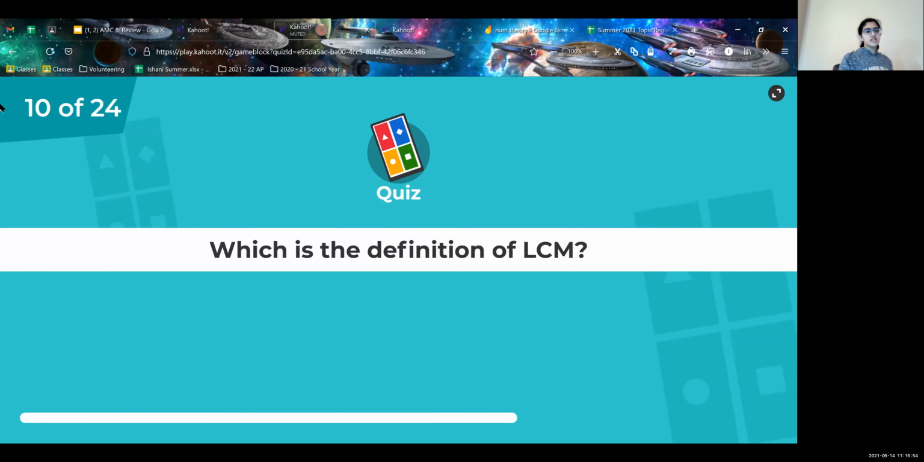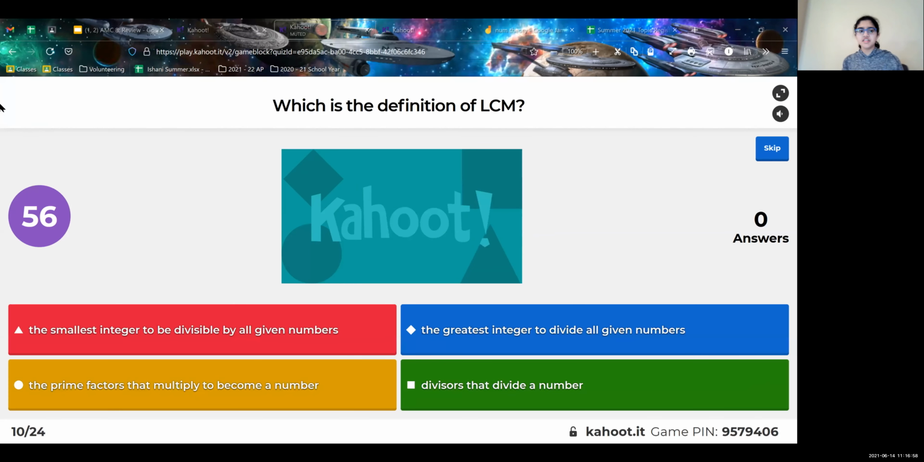So which is the definition of LCM? Make sure that you aren't mixing up LCM and GCF. I know that a lot of the times I mix up LCM and GCF because they're both just acronyms. But if you ever wonder, is it LCM or GCF, just say out what it stands for, least common multiple or greatest common factor. And then that helps.